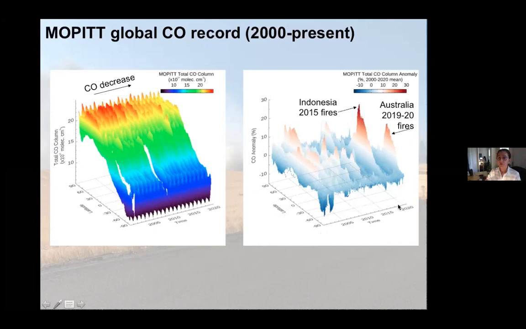And the biggest anomaly we've seen in the entire lifetime of MOPITT is in the Indonesian 2015 fires. And very recently, the Australia fires in 2019 and 20 also represent a very big departure from the mean. You can also see some departures in the northern latitudes. Those would be boreal fires in 2005, I believe, and later on. And then in equatorial latitudes, you see departure from the mean due to fires in the Amazon, in Africa, and so on.